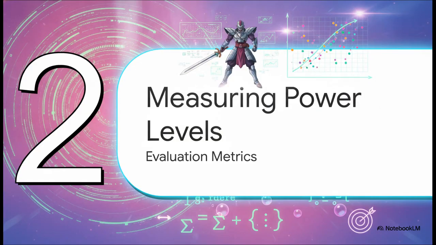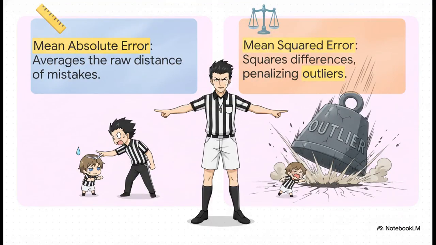Section 2. Measuring power levels. Evaluation metrics. All right, so once we draw our line, how do we prove it's actually any good? Well, here we have two distinct ways to measure our model's error. Mean absolute error simply averages out the raw distance of our mistakes, but mean squared error squares those differences before averaging them. Now, what's really interesting about this slide is how MSE fundamentally changes the algorithm's behavior.